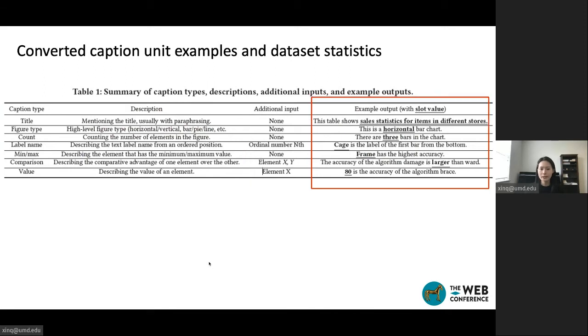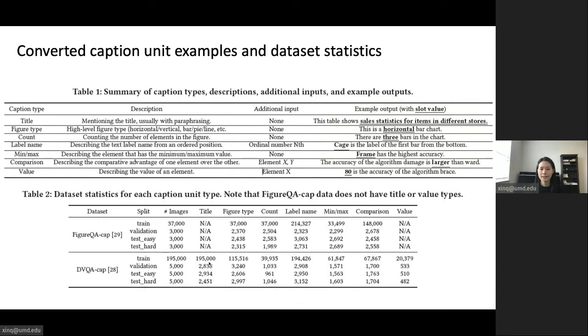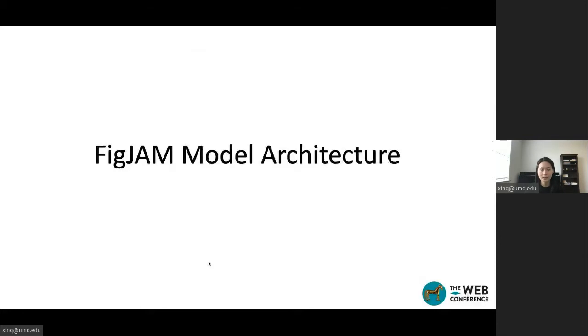Finally, we define a slot value word for each caption type. Soon, we will show that our proposed model incorporates an auxiliary classification module to ensure the correct prediction on the slot value and faster convergence. Slot values will help as the additional inputs to generate subsequent caption types to form a caption paragraph. This table lists dataset statistics. Both datasets have two test splits, an easy one and a hard one, to test model generalizability over unseen text labels and unseen semantics.